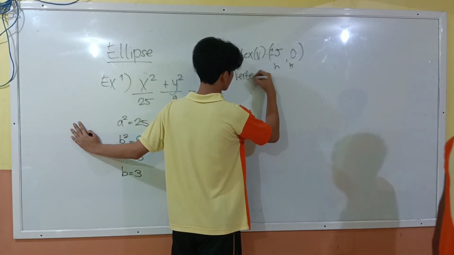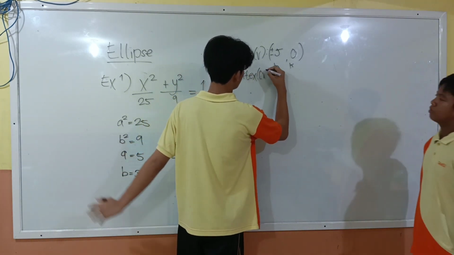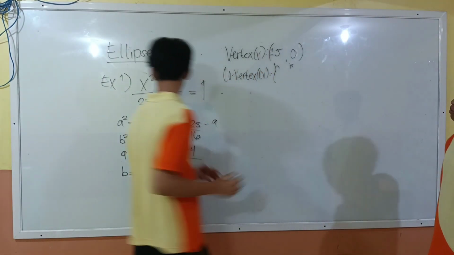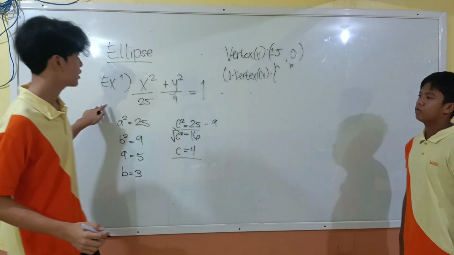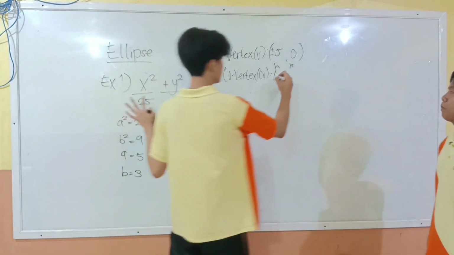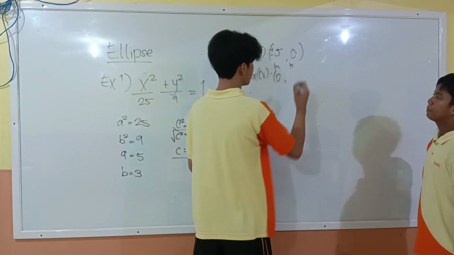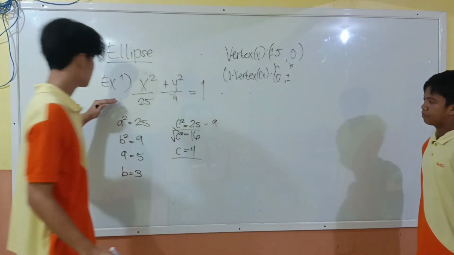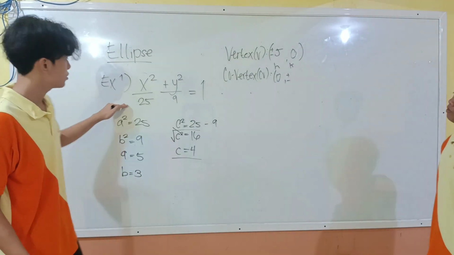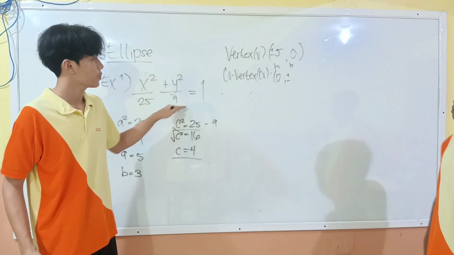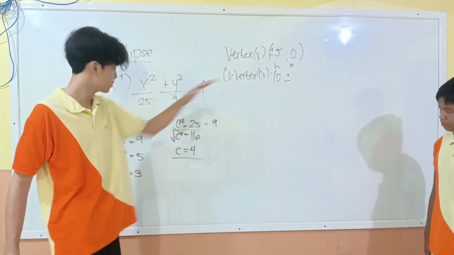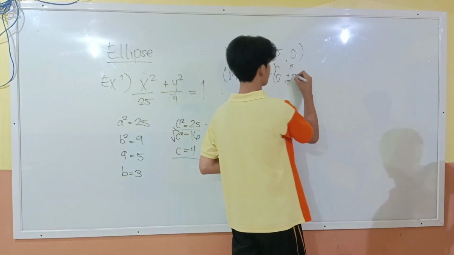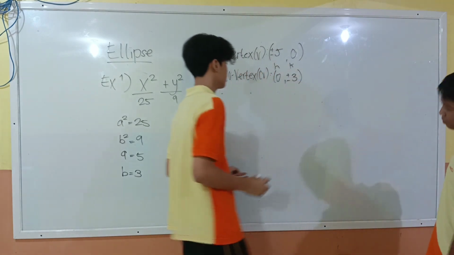Co-vertex, or CV. You first get the value of x, which is 0, and then the value of k or y, positive or negative. So which has the lower value? It is 9, so it is our co-vertex. And the square root of 9 is 3, so we're going to write positive and negative 3.